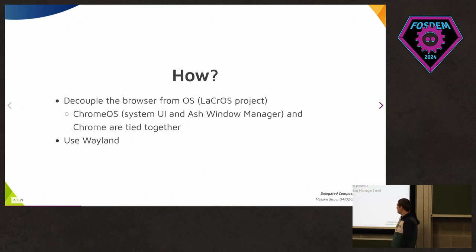But how is it possible to do that? The idea was to decouple the browser, as I said, from the operating system itself. That was called the Lacros project. ChromeOS itself has a system UI and window manager called Ash, and Chrome was tied to that operating system. At this point, there was also a Wayland implementation already in ChromeOS, and it was decided to use Wayland.